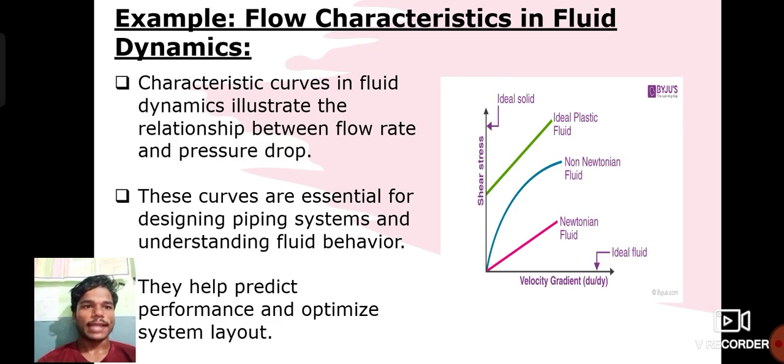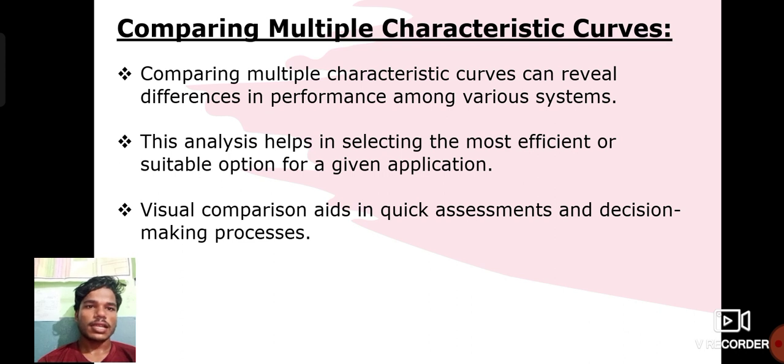Examples: flow characteristics in fluid dynamics. Characteristic curves in fluid dynamics illustrate the relationship between flow rate and pressure drop. These curves are essential for designing piping systems and understanding fluid behavior. They help predict performance and optimize system layout. Comparing multiple characteristic curves can reveal differences in performance among various systems. This analysis helps in selecting the most efficient or suitable option for a given application. Visual comparison aids in quick assessments and decision-making processes.